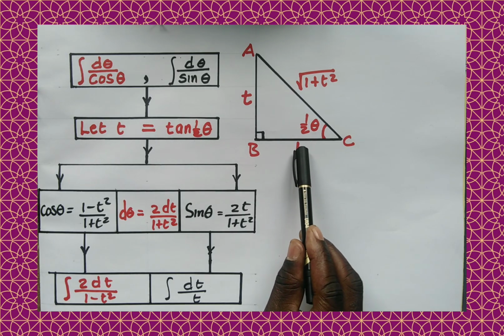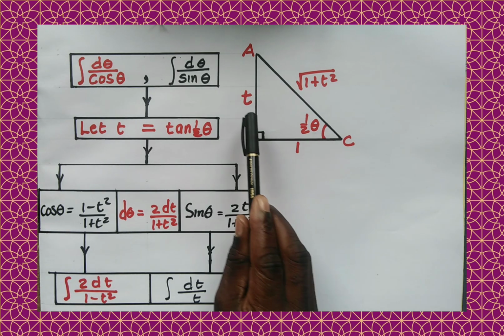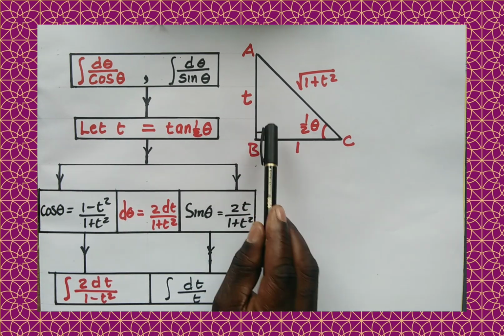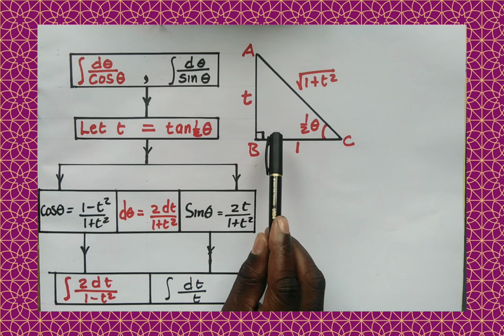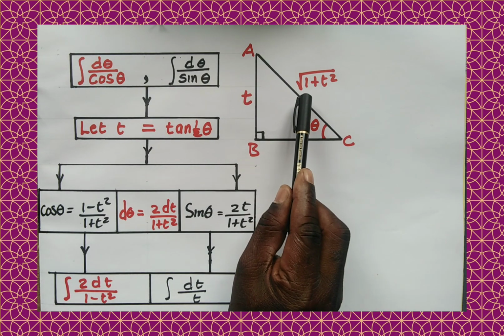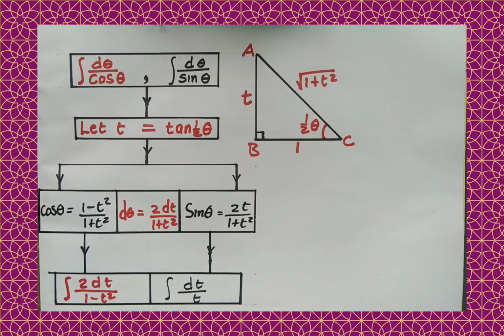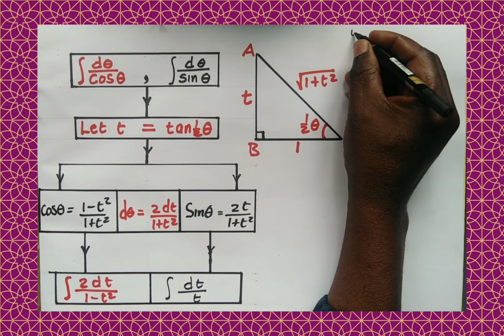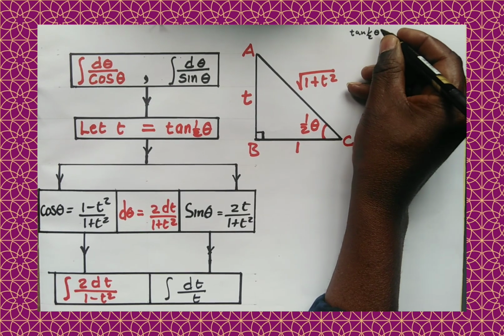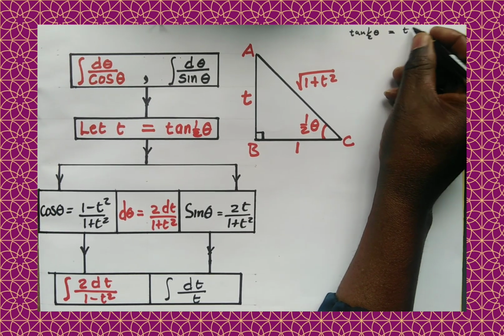We've got the adjacent side equal to 1, the opposite side equal to T. What about the hypotenuse? Well, using Pythagoras' theorem, the hypotenuse is equal to the square root of 1 plus T squared. Now, we have one trigonometrical ratio here, which we have said is tan of half of theta is equal to T.